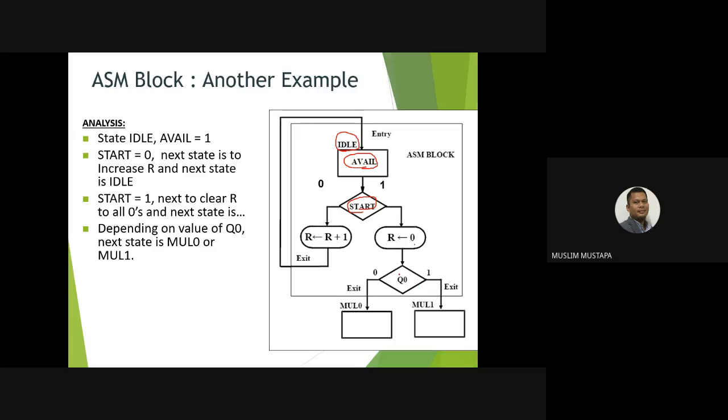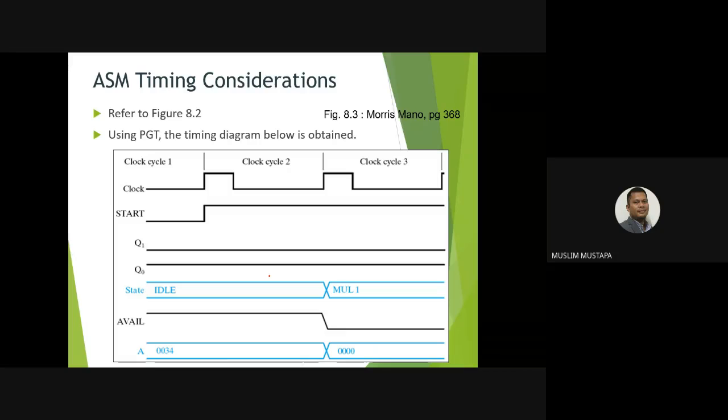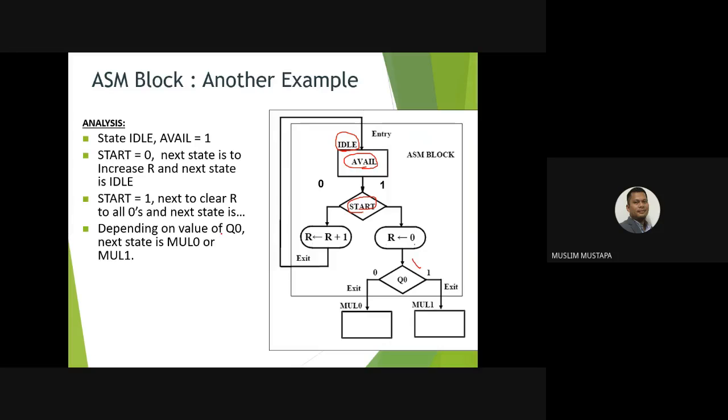Then it's going to check the condition. If Q is equal to 1, then it goes here, then exit, go to mul 1. If it's 0, then exit equal to mul 0. This is in terms of the timing. All right, can you guys follow me up until here?